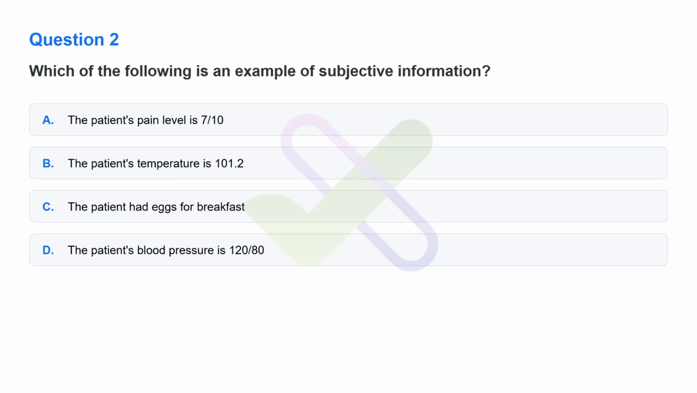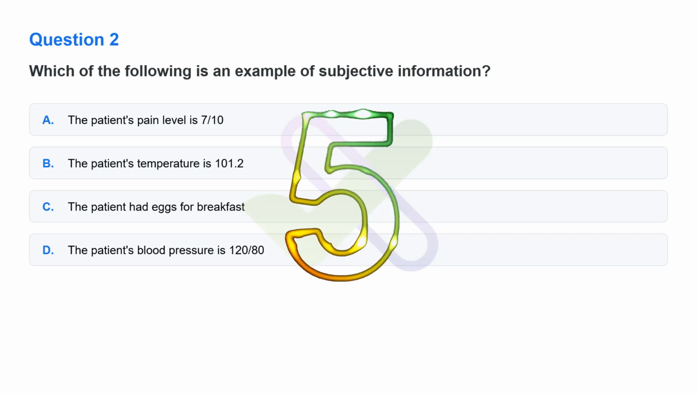Which of the following is an example of subjective information? A. The patient's pain level is 7 out of 10. B. The patient's temperature is 101.2. C. The patient had eggs for breakfast. D. The patient's blood pressure is 120/80.